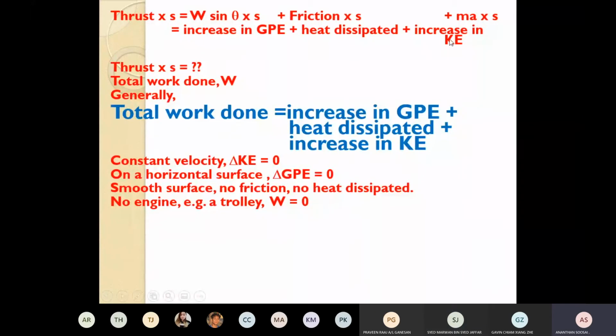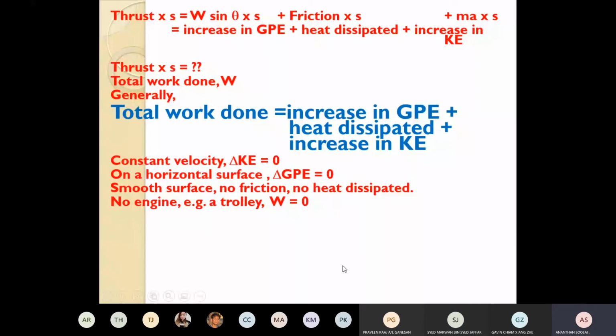Kinetic energy is 0 when they say constant velocity. Heat dissipation will be 0 if they say it travels on a smooth surface, no friction. Gain in GPE will be 0 if it's a flat surface. Thrust will be 0 if it doesn't have an engine. It's a trolley or a rod just allowed to move around, an act of nature, full of gravity only. There is no engine, so there is no work done by the thrust.